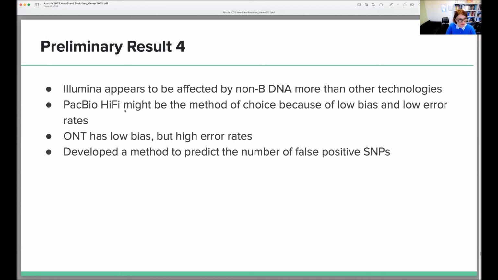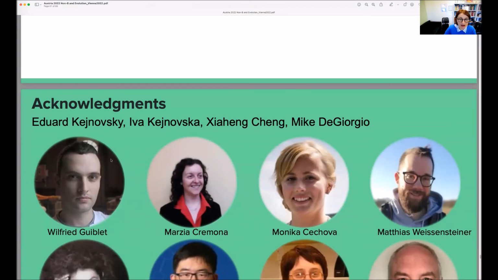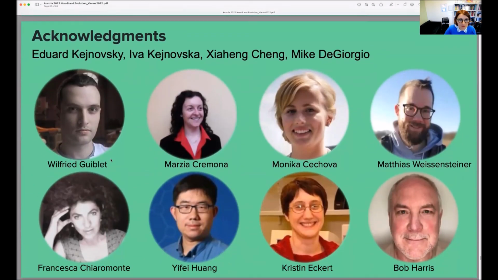And the general advice that we can give now is that to be able to sequence non-B DNA accurately, one might want to combine variant calling from multiple sequencing technologies because they all have different biases. And then the overlap of the technologies will lead to the most accurate results. So I'm almost done with my presentation.